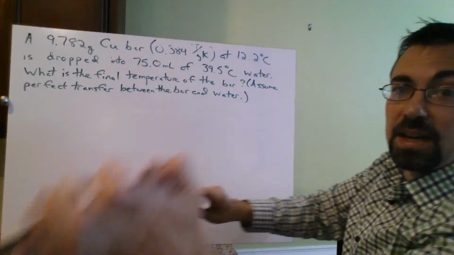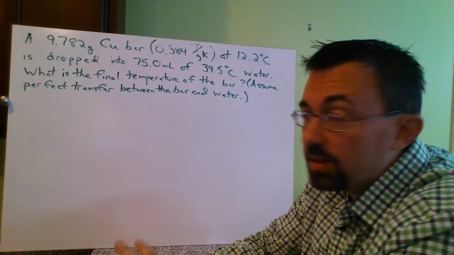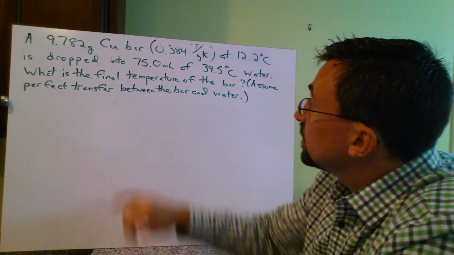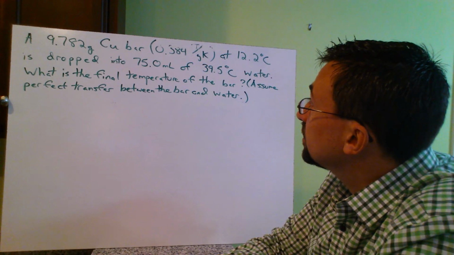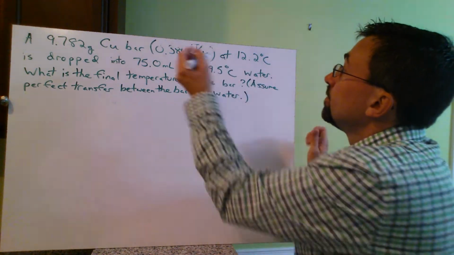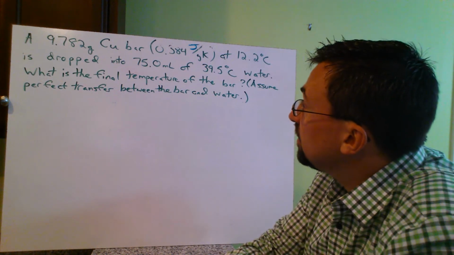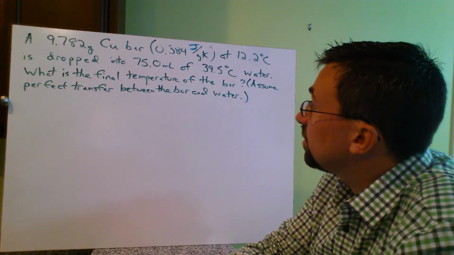Let's do one with hard mathematics. Also pretty straightforward reaction. A 9.782 gram copper bar with a capacity of 0.384 joules per gram degree Kelvin at 12.2 degrees Celsius is dropped into 75 milliliters of 39.5 degrees Celsius water. What's the final temperature of the bar?